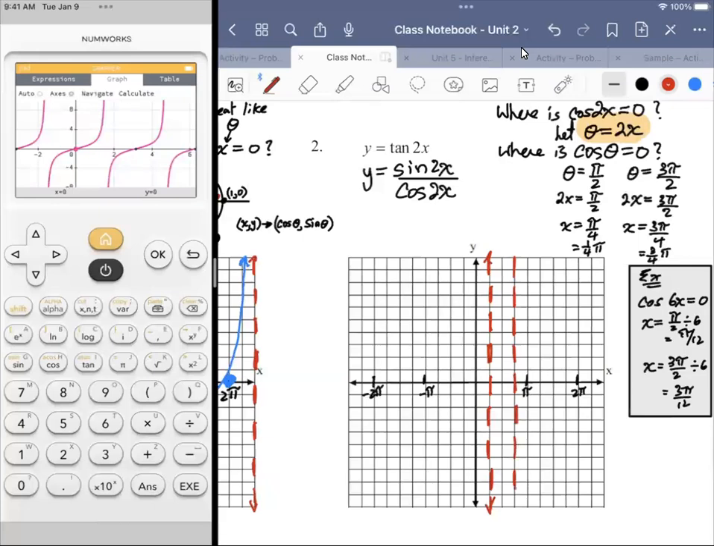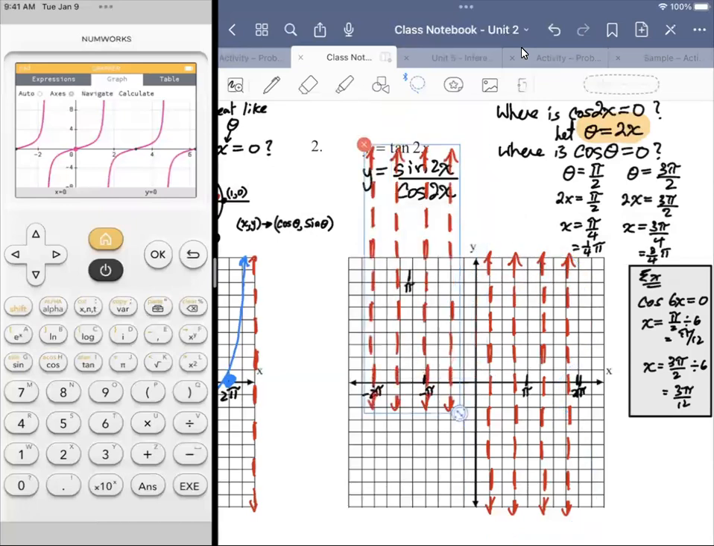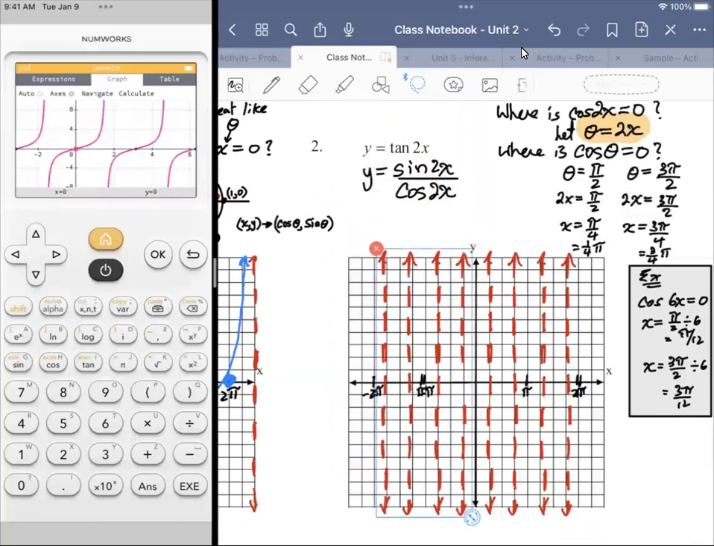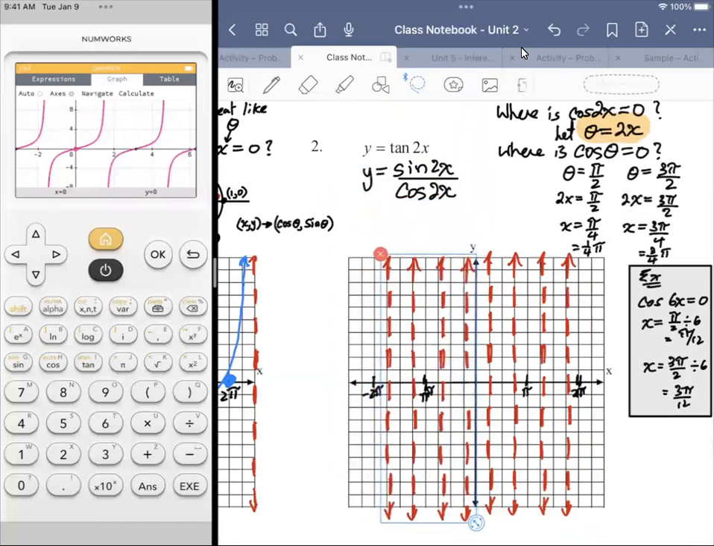Still no vertical shift. So that's good news, because that means that we know a point on the midline that's going to be directly in between each of the asymptotes. I need all possible asymptotes though, so I'm going to populate or propagate, fill in any gaps. So every 2 boxes.